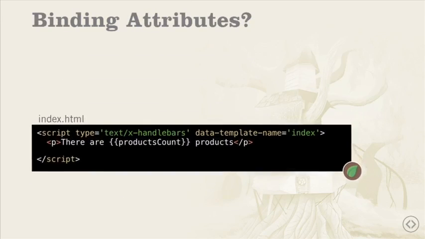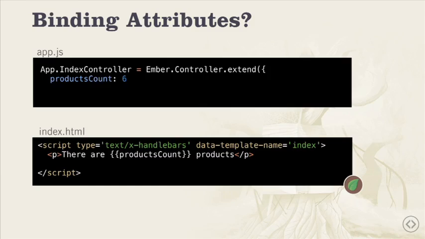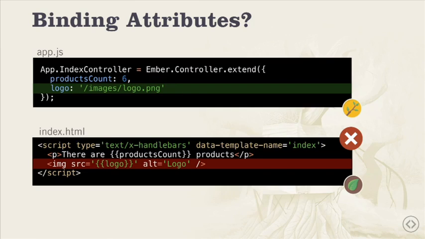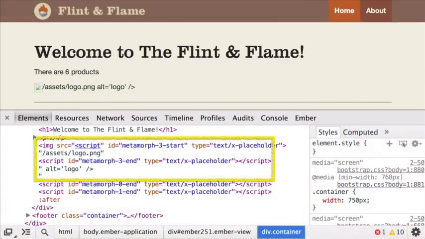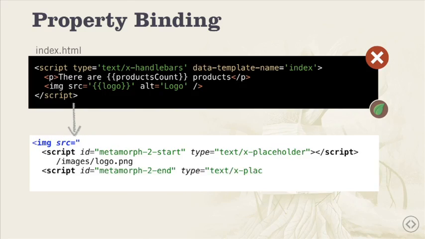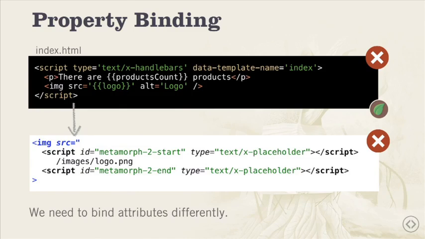Let's add another property to our controller, this time specifying a logo to render to our page. Now, you would think you might be able to just print it out to the screen like we did our other property, just wrapping it in curly braces. Well, it turns out that's not going to work. And if we look inside the source, we can see there's the image, and right after source equals quote, it actually inserted that script tag and screwed up our entire page. Let's look at that. This rendered to that, which obviously is not the right thing. If we have properties that are attributes, we need to bind them differently.